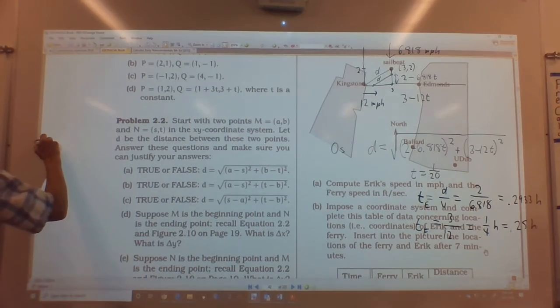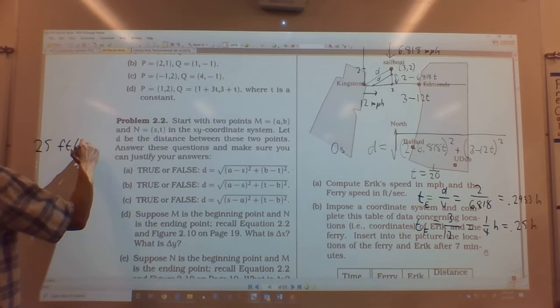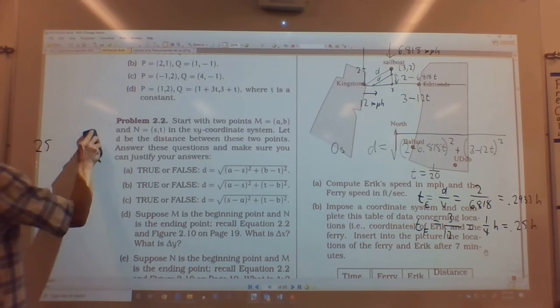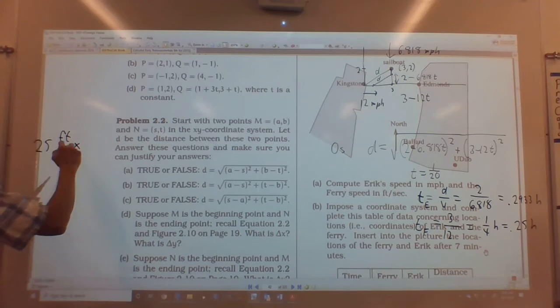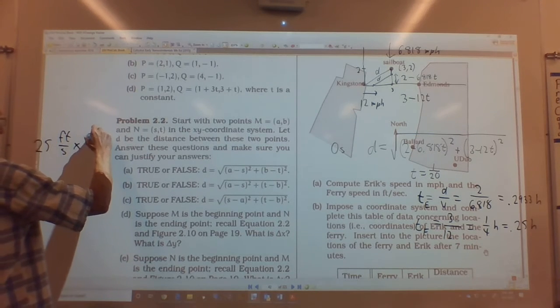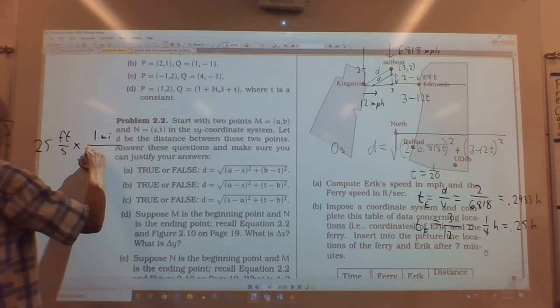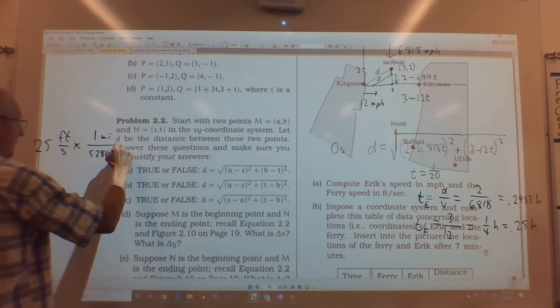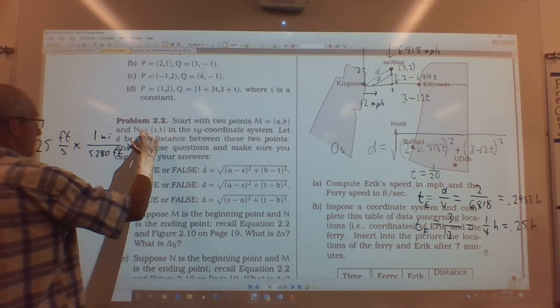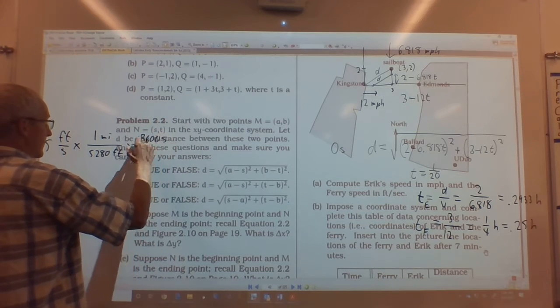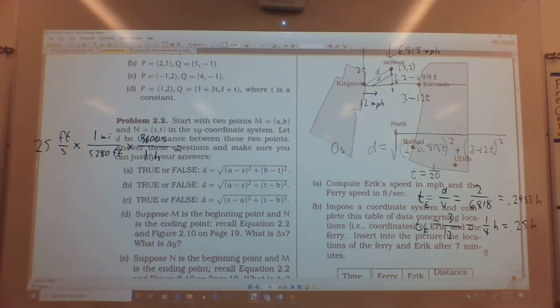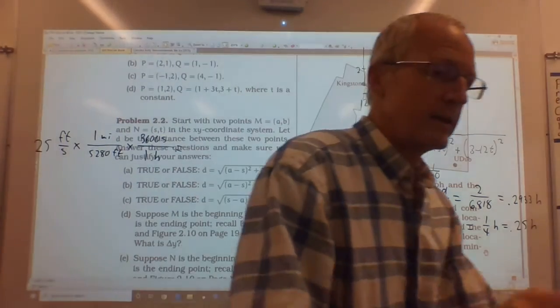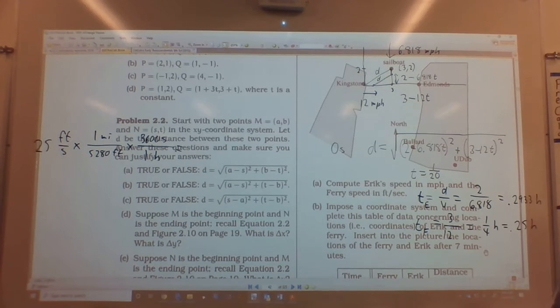So we have 25 feet per second. You write it as a fraction: feet per second times, you want miles per hour. I know that 1 mile is the same as 5,280 feet, and 3,600 seconds is the same as 1 hour. So you go 25 times 3,600 divided by that.